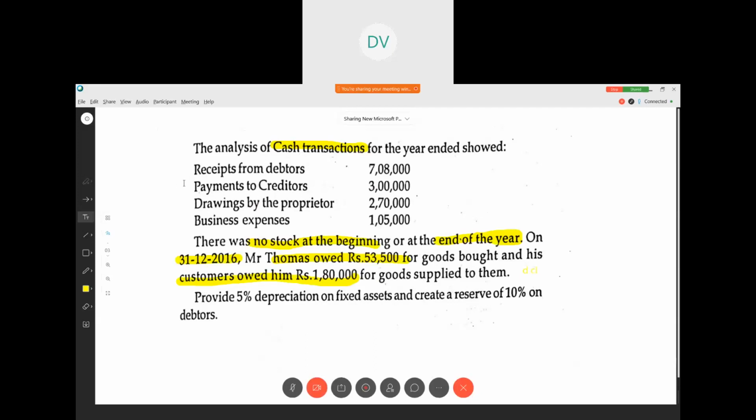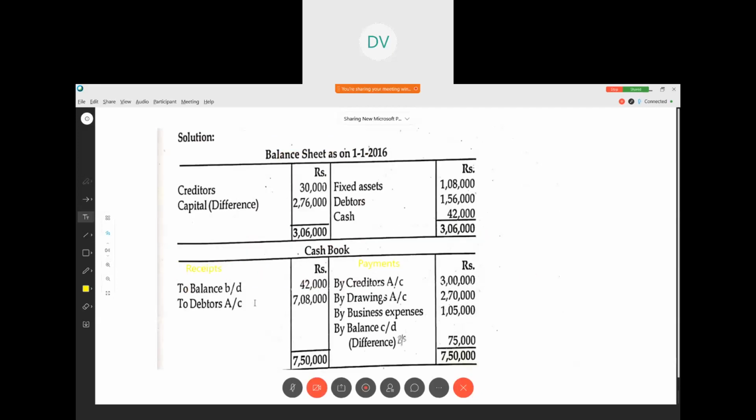And receipts, this is receipt, this is payment. Again, this is payment, this is payment. Correct? So these things we have to take into consideration. So opening balance, receipt from debtors, and all this: creditors payment, drawings payment, business expenses payment. So the balancing figure will be the closing balance of cash. Clear? So balance carried down. This is the difference, and this should be transferred to the balance sheet. Always remember this.